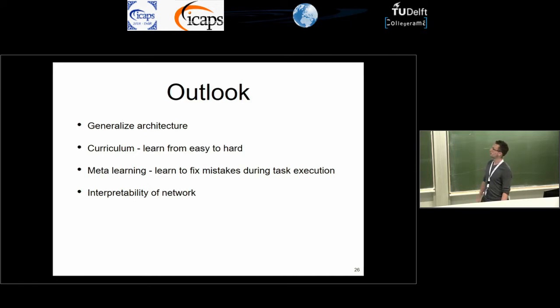And finally, one of the most important things would be the interpretability of these networks, to figure out what they're actually doing, what kind of computation they're learning. Are they breaking up the problem into subtasks, or are they learning a heuristic? I mean, our guess is that it's probably doing a combination of the two.